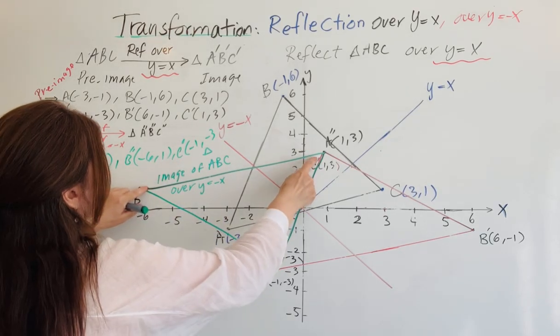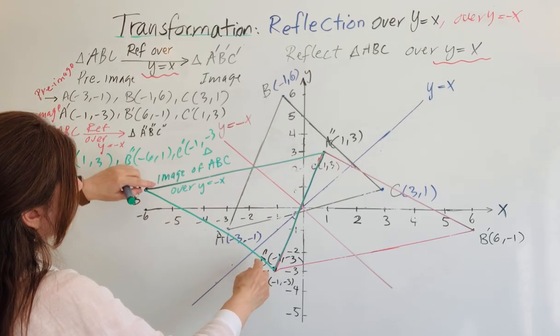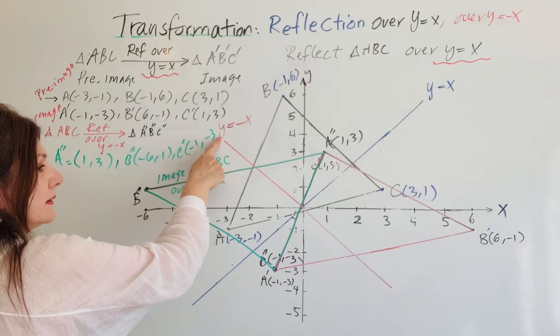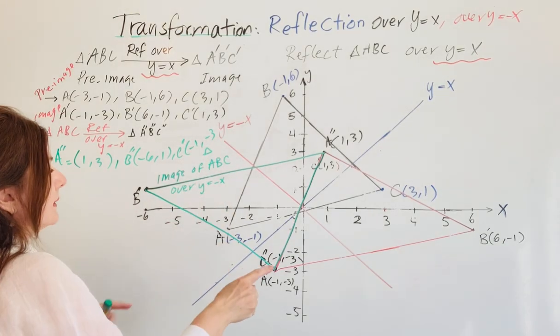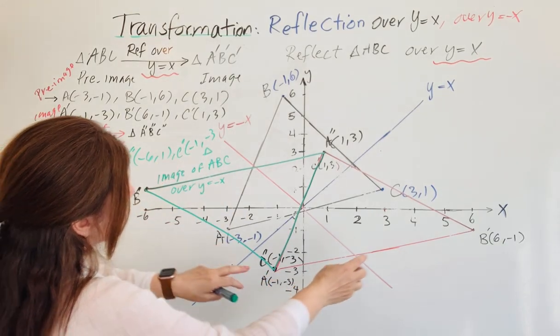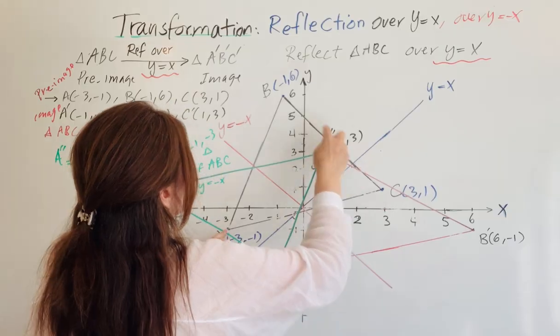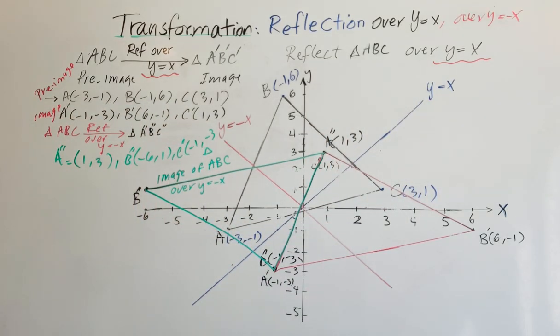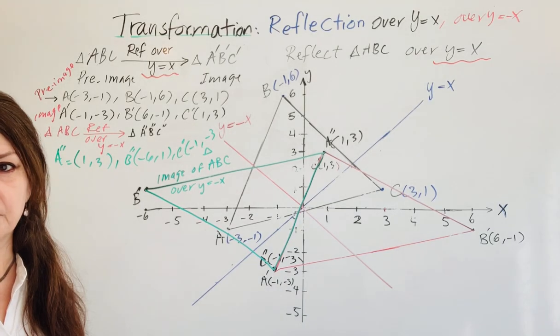This green one is the reflection of ABC here over this line. But this one, the red one, is the reflection of this over y equals x. Hope you like this, and see you later with a new example of a different kind of transformation.